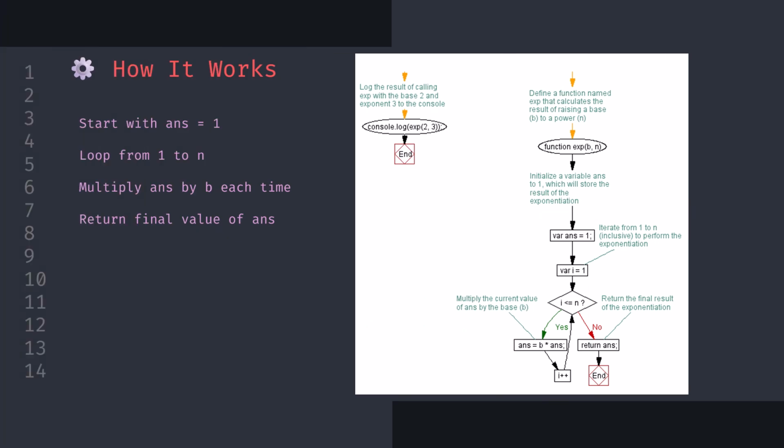We walk through a loop that multiplies the base over and over. Starting with 1 ensures we do not affect the calculation early. The result builds with each loop cycle until we reach n steps. It is the classic loop-based approach to solving exponents.